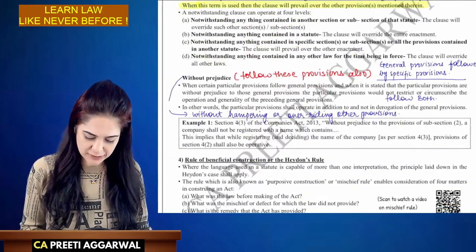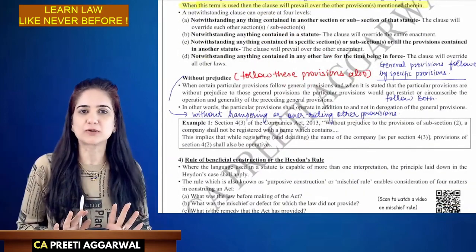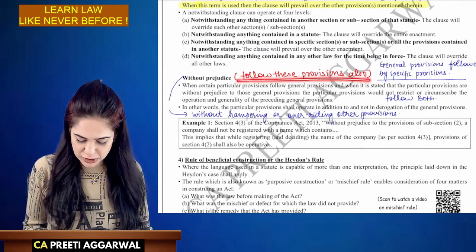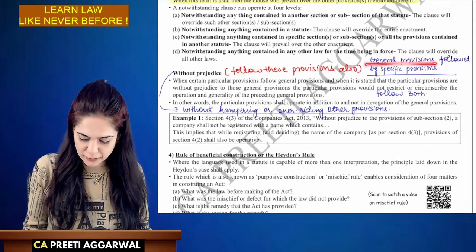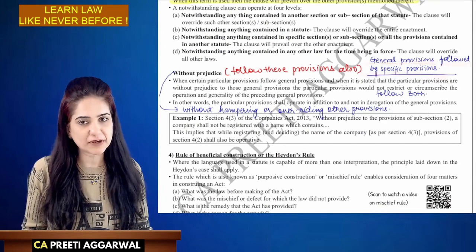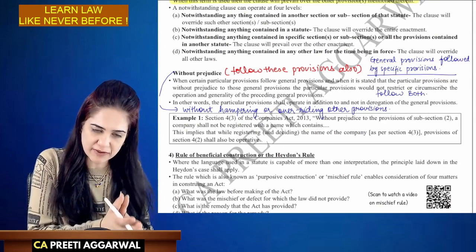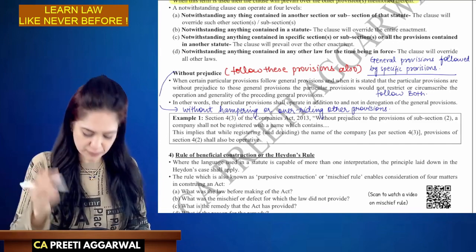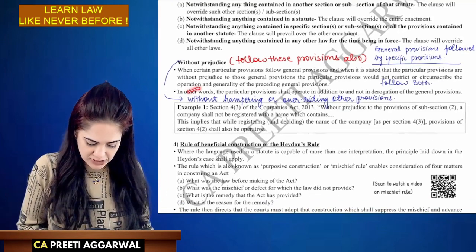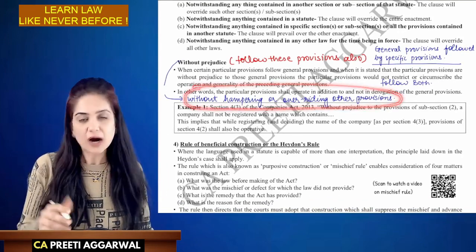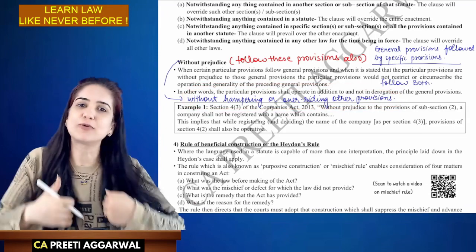Without prejudice means follow that and follow me also. Follow these provisions also. There are general provisions which are followed by specific provisions, and specific provisions followed by general. So follow both. Follow the specific provisions, and also follow the general provisions. Without prejudice means without hampering or overriding the other provisions. So follow that, but follow me also.